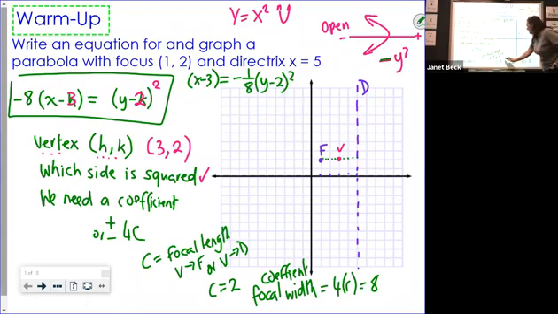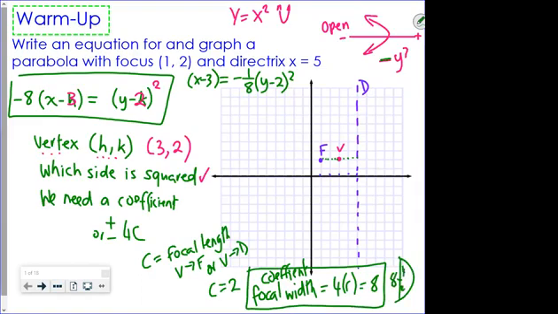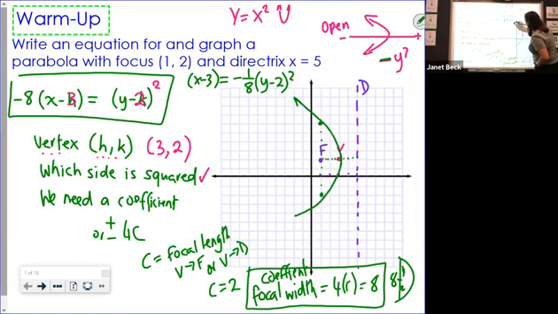To graph this, the focal width, your latus rectum, is 8. So at the focus, it's going to be 8 wide. So I'm going to go up 4 and down 4 through that focus. Okay, so there was your warm-up. Hopefully that made some sense to you.